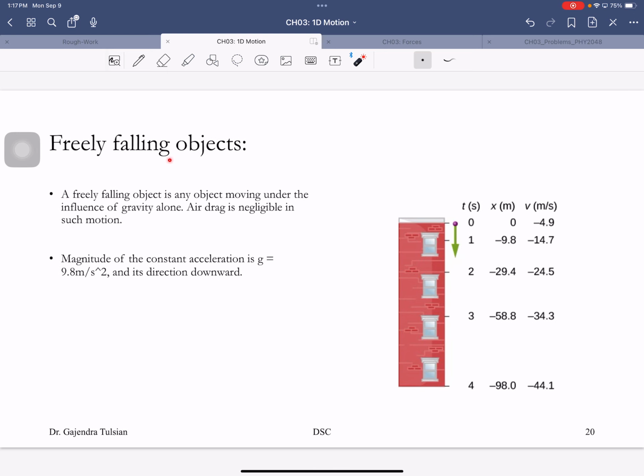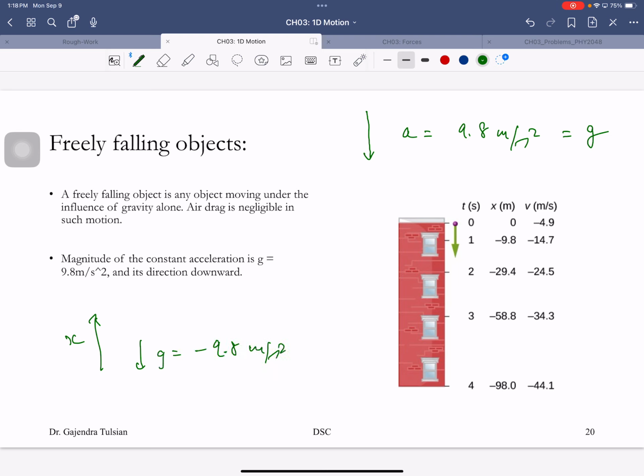A freely falling object means an object that is falling under the influence of gravity alone. That means air resistance is negligible and so on. The acceleration is a vector pointing that way, and the magnitude of this acceleration is 9.8 meters per second squared, and it's given a special name g, referring to acceleration due to gravity. So for instance, if you point your axis that way, g would be minus 9.8 meters per second squared.